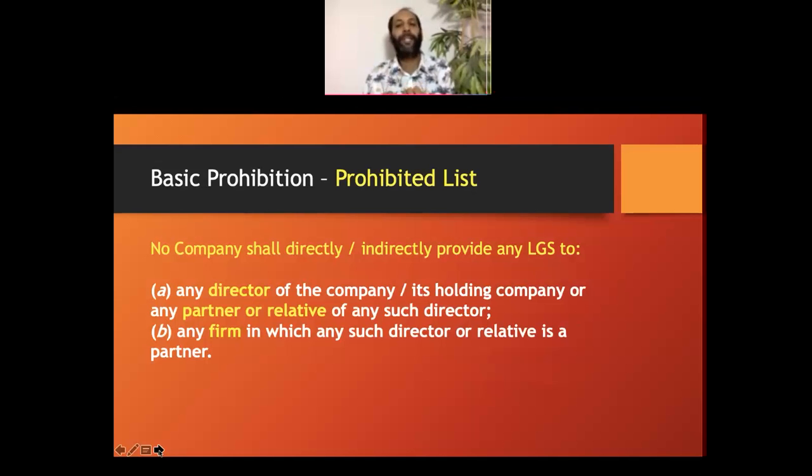Any director of our company, any director of our holding company. It's clear. So you can't give a loan to an ordinary director, because I told you, the prohibited list speaks about an ordinary director. You cannot give loan, guarantee or security to your own director, or your holding company's director, or to their partner.